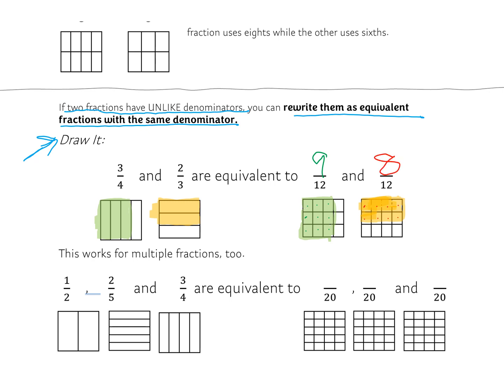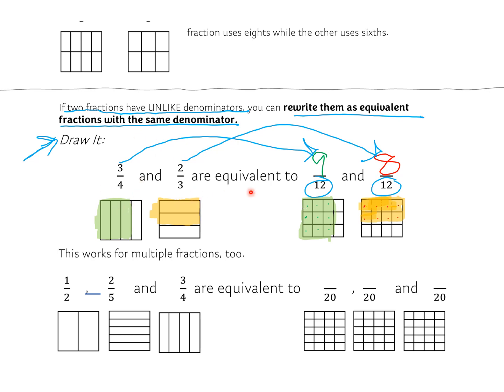So what I've done here is I've taken 2 different fractions, and I've written each of them as an equivalent fraction, but I made sure that they used the same denominator. I rewrote 3/4 as 9/12, and I rewrote 2/3 as 8/12. That way when I look at them, they're the same sized pieces. I could compare them.